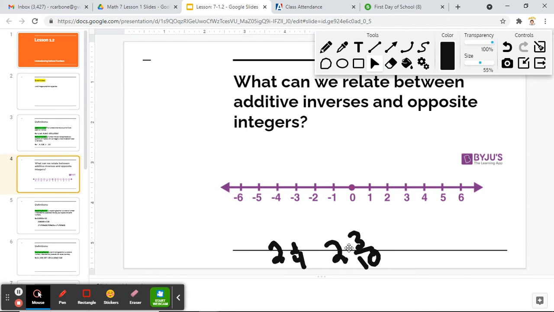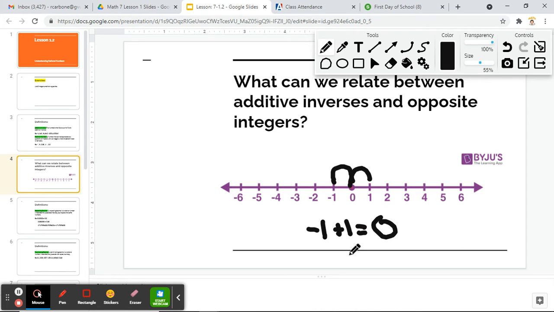All right, so let's first talk about how we can relate additive inverses and opposite integers. They're basically the same. Remember when I told you that 2 numbers are opposite integers if they share the same distance from 0, such as -1 and 1? Well, let's look at what happens if we add these together. -1 plus 1 would be equal to 0. So obviously if 2 numbers are additive inverses, then they are also opposite integers.